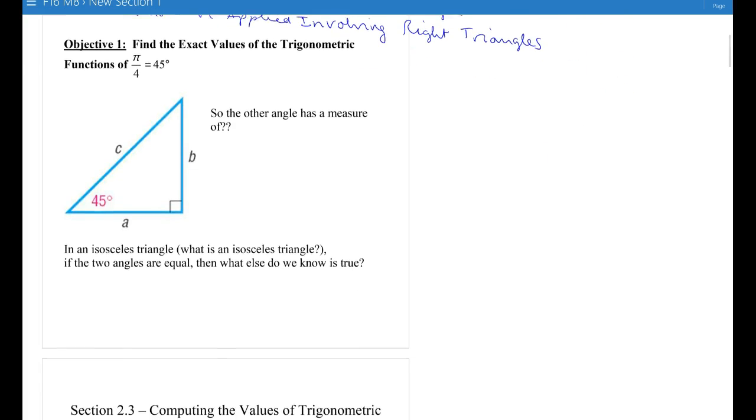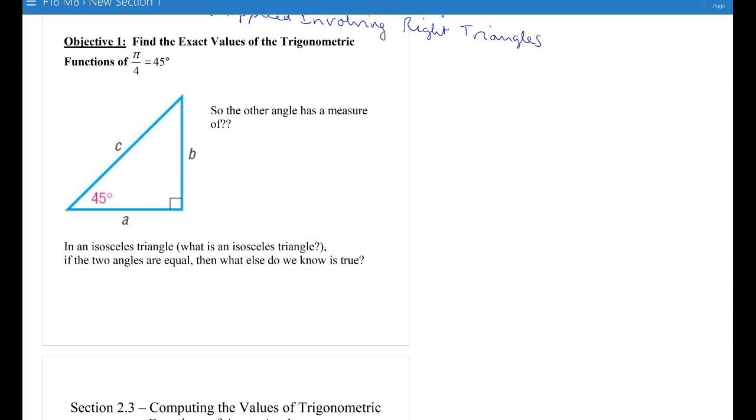So the first objective is going to be to find the exact values of the trig functions of pi over 4 radians or 45 degrees. So here's a right triangle. We have the little box in the corner, 45 degrees. Well, remember the angles have to all add up to 180 degrees. So if one of them is 90, the other two have to add up to 90. And if one of those is 45, clearly the other one has to be 45. So this is called an isosceles triangle. Iso prefix meaning same. So it has two sides the same length and two angles that are the same size.